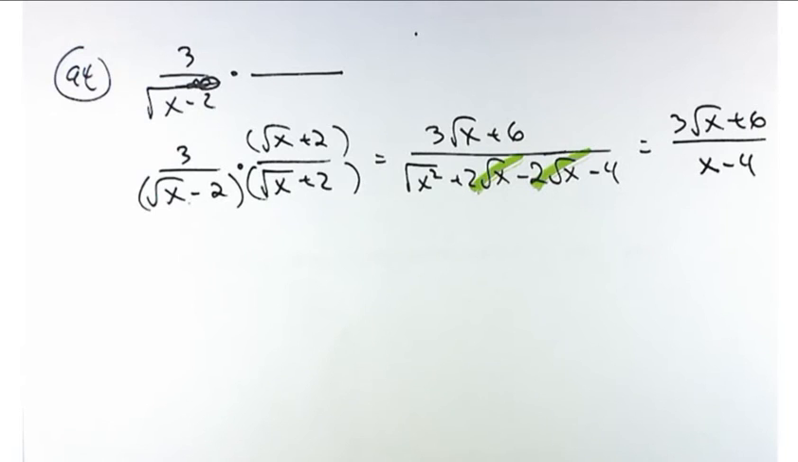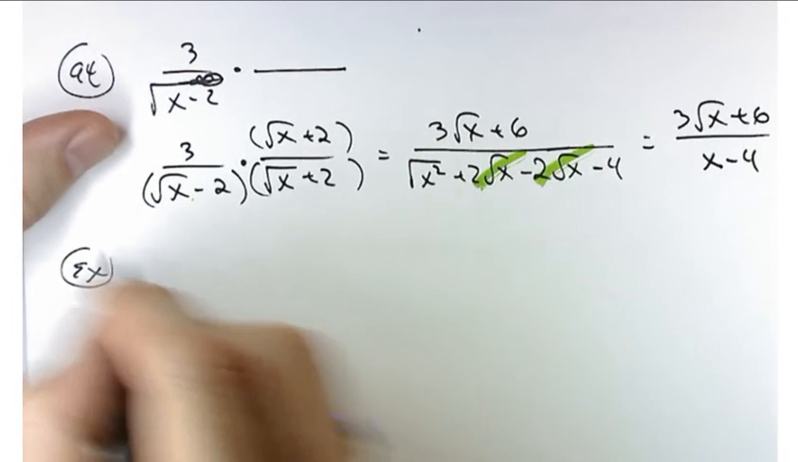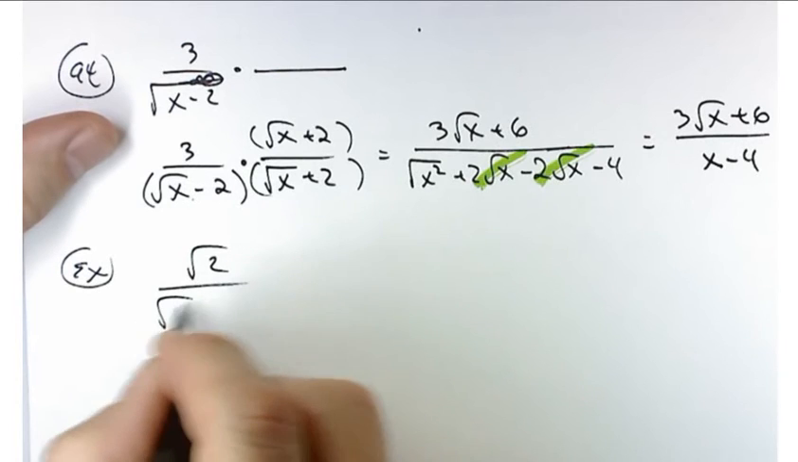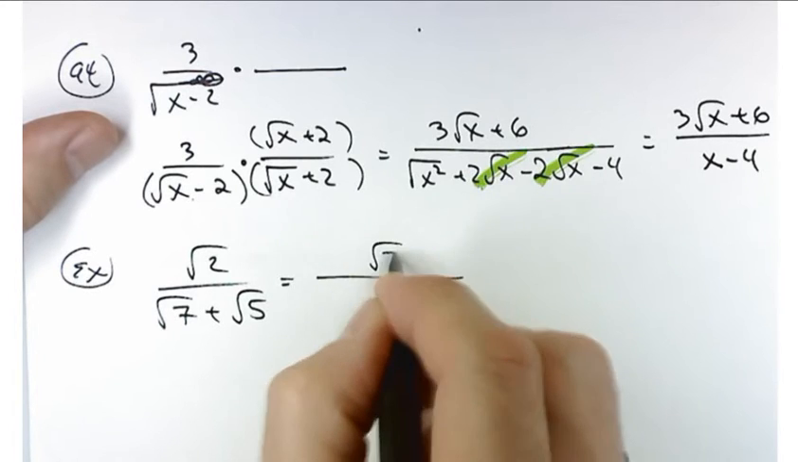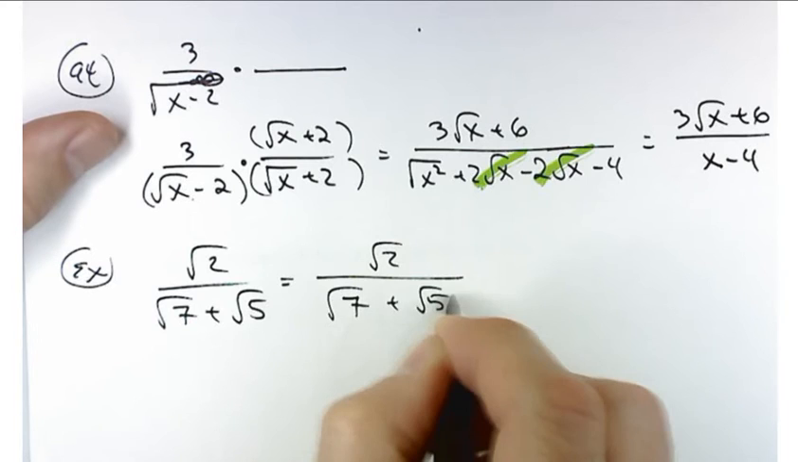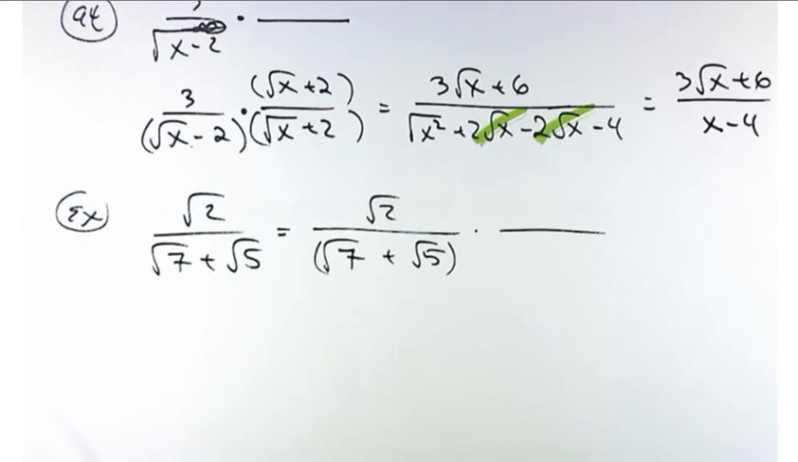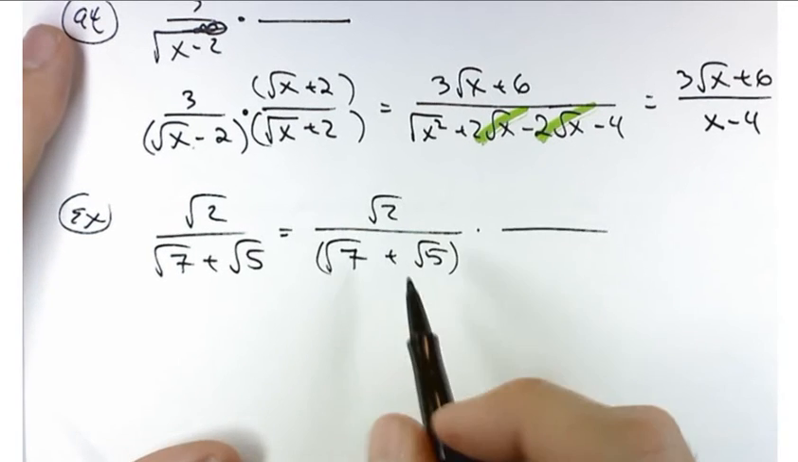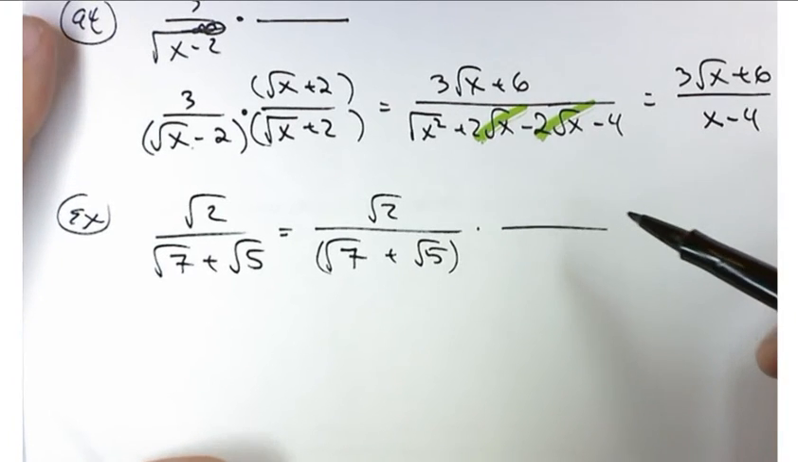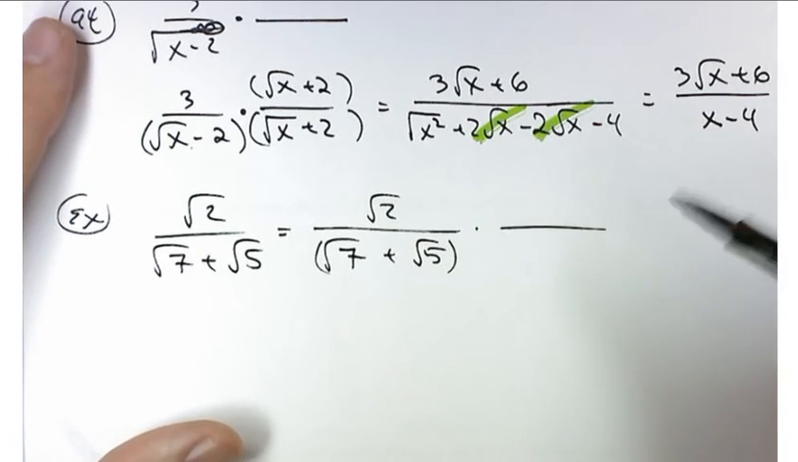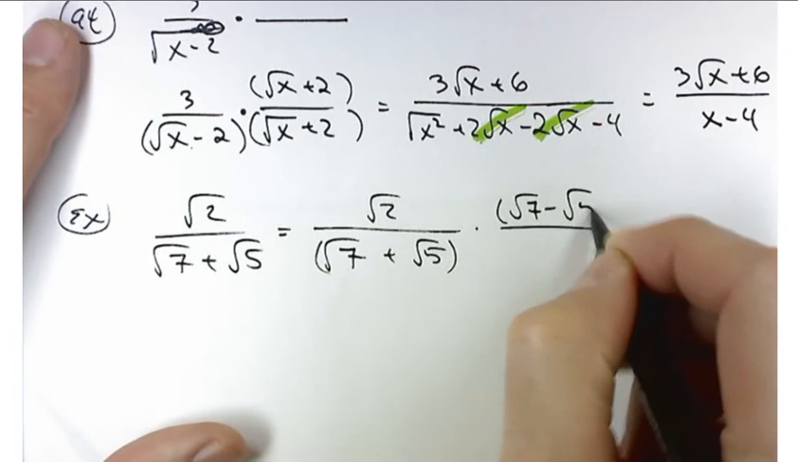All right, so another one like that would be, well, let me give you this example. Square root of 2 over square root of 7 plus the square root of 5. This one should have some nice simplification. What should I multiply by in this one? Olivia? What can I multiply by here? Amila? Maybe some help? Square root of 7 minus square root of 5. Good. Square root of 7 minus square root of 5 over itself.